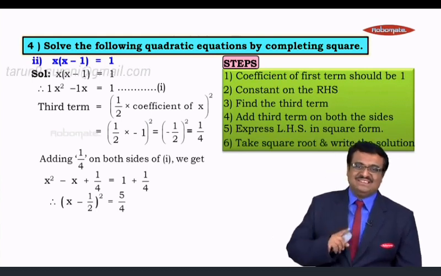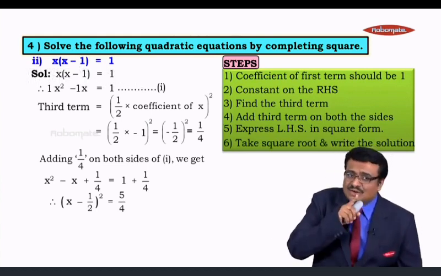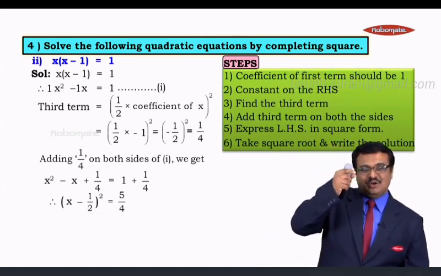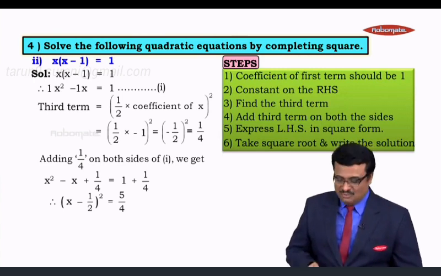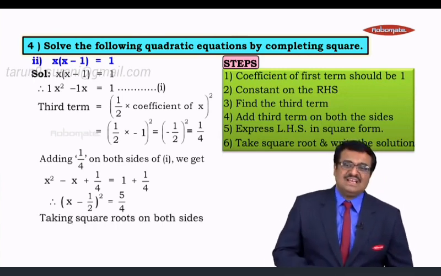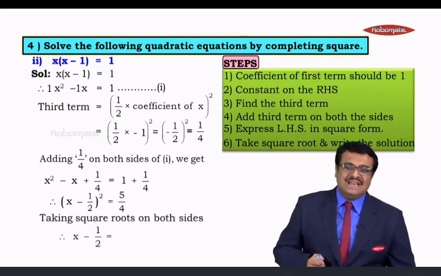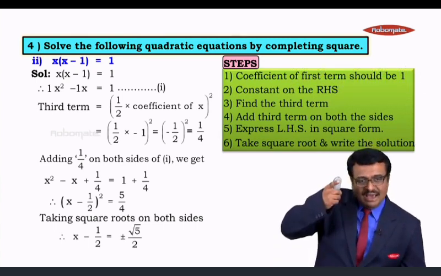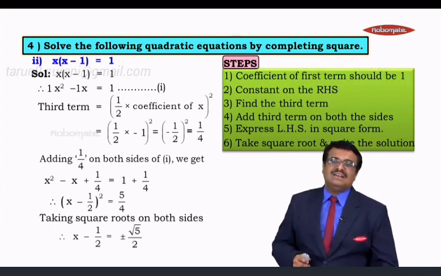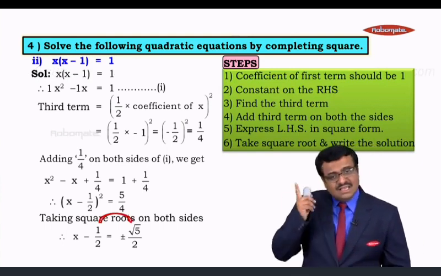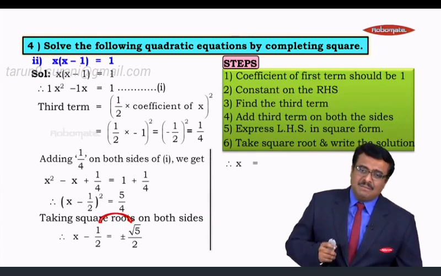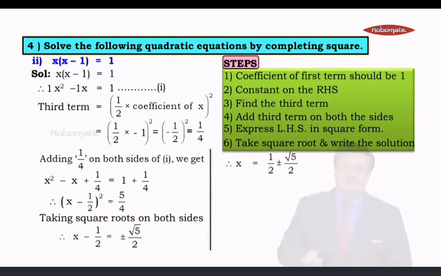The last step is take square roots and write the solution. Why to take square roots? Because we need to find the value of x, and x is inside the square. To bring it out, we need to take square roots on both sides. So when you take square roots on both sides, what you get is x minus 1 upon 2 is equal to plus or minus root 5 upon root 4. Root 4 is nothing but 2. And minus 1 upon 2 goes to the right side. So what you get is x is equal to 1 by 2 plus or minus root 5 upon 2.